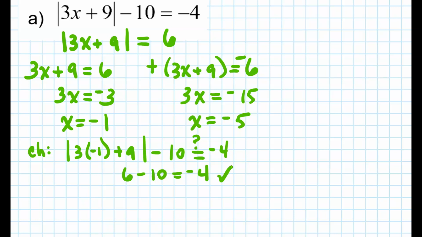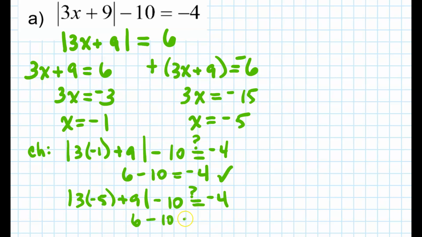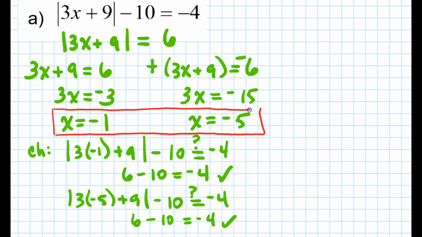And we'll also check our other answer of negative 5. So the absolute value of 3 times negative 5 plus 9 minus 10. And again, we want to know, does that equal negative 4? So we have negative 15 plus 9 is negative 6, but the absolute value of negative 6 is positive 6. So we again get 6 minus 10. Does that equal negative 4? Yes. Okay, so both of those check out. So we have 2 solutions. X equals negative 1 and x equals negative 5 are both solutions.